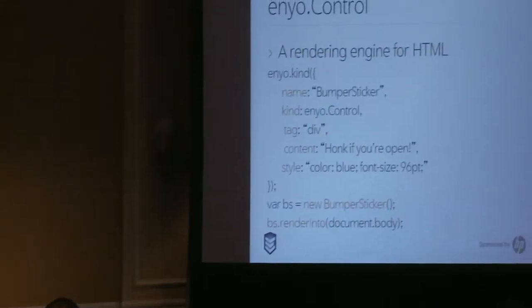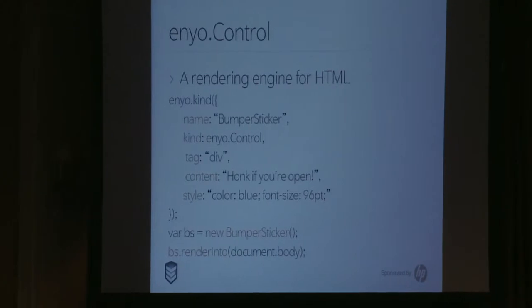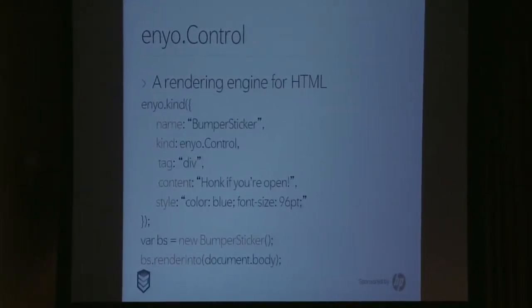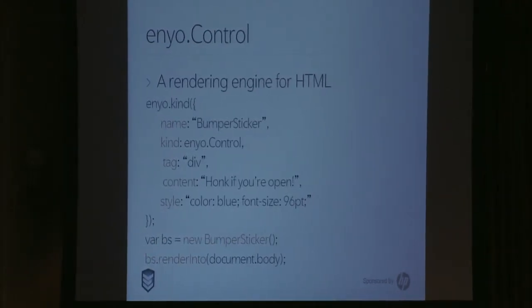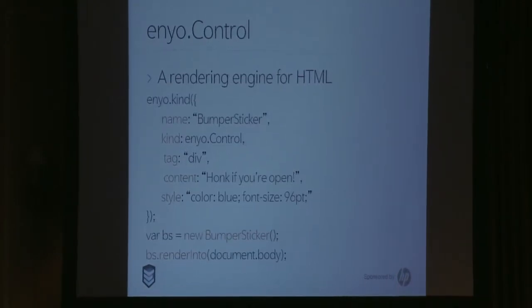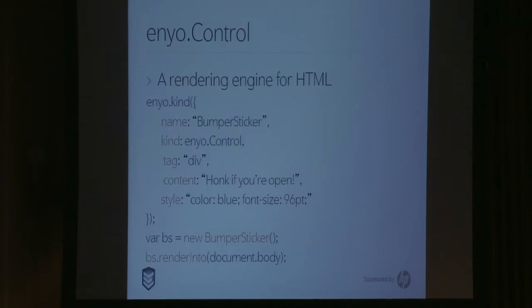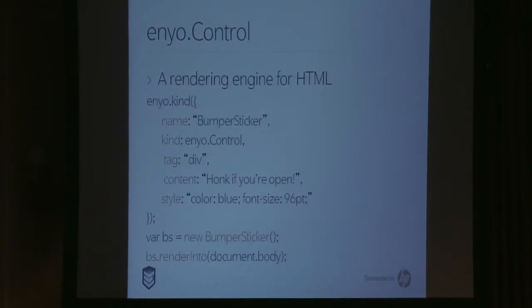I'm telling it that it's an Enyo control. Now, I don't actually have to do that. By default, if you don't specify the super kind in your kind definition, it becomes an Enyo.control. Right? Same thing for tag. This is just here as an illustration. The default tag is always div, but I can change it to whatever I want. If I want it to be a span or a break, whatever, I can change the tag.